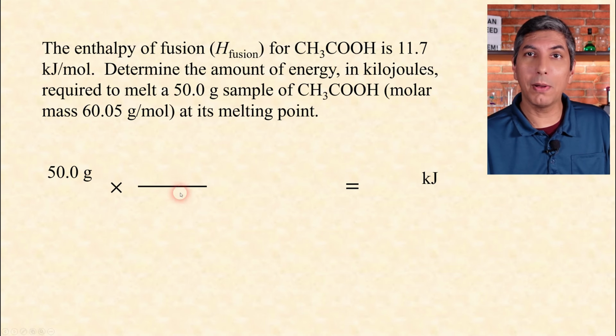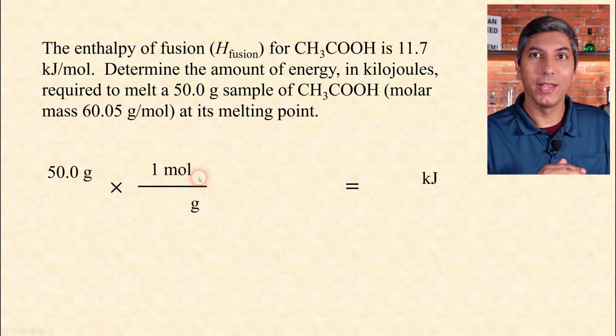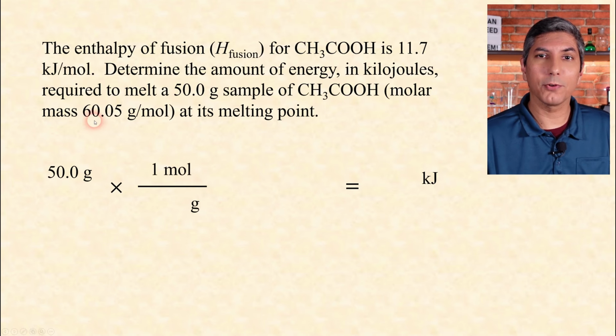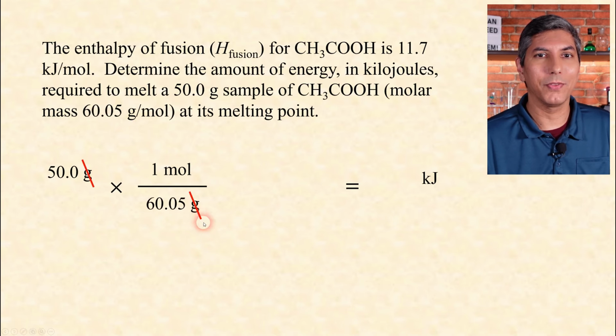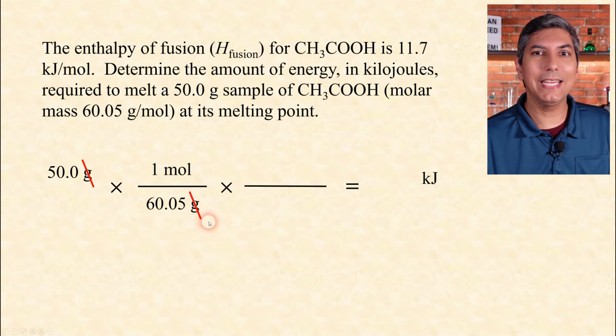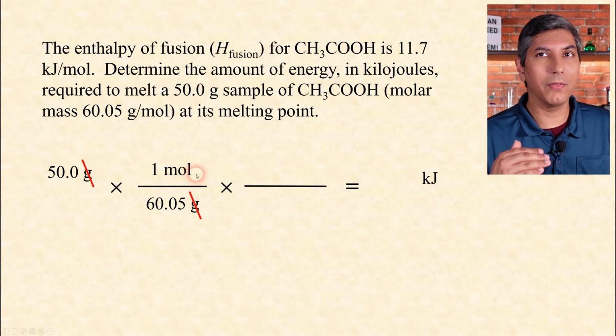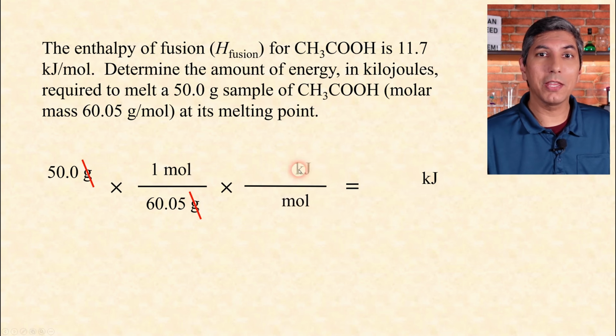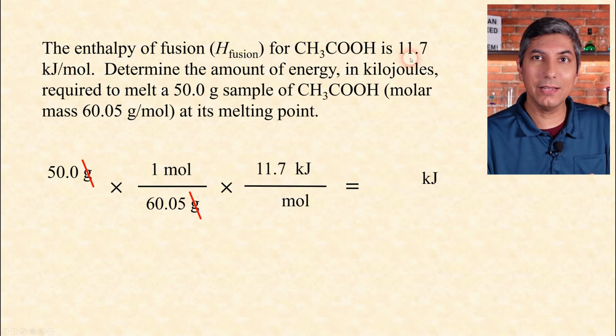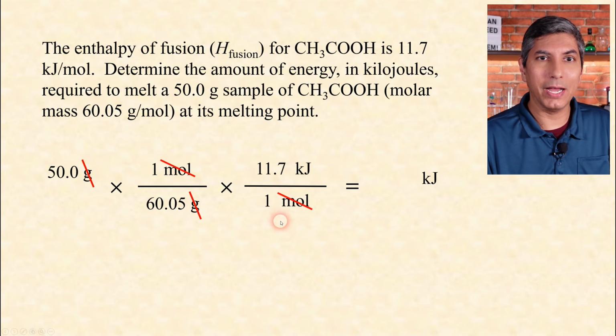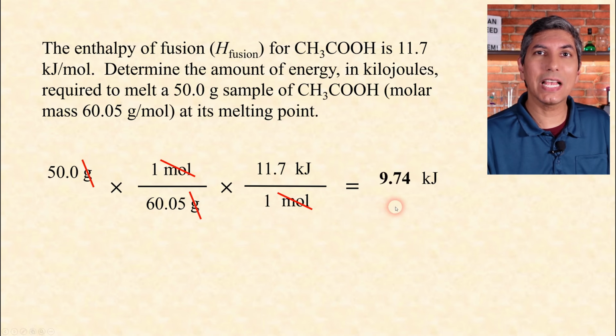So grams go on the bottom and moles go on top. The problem tells us that the molar mass for this substance is 60.05 grams. Grams cancel top and bottom. Step 2 is to convert to kilojoules. Well, moles have to go on the bottom, kilojoules go on top. And the problem tells us the enthalpy of fusion. That means it takes 11.7 kilojoules to melt 1 mole of this substance. We can cancel moles, top and bottom. And then we multiply and divide to find that it takes 9.74 kilojoules to carry out this process.